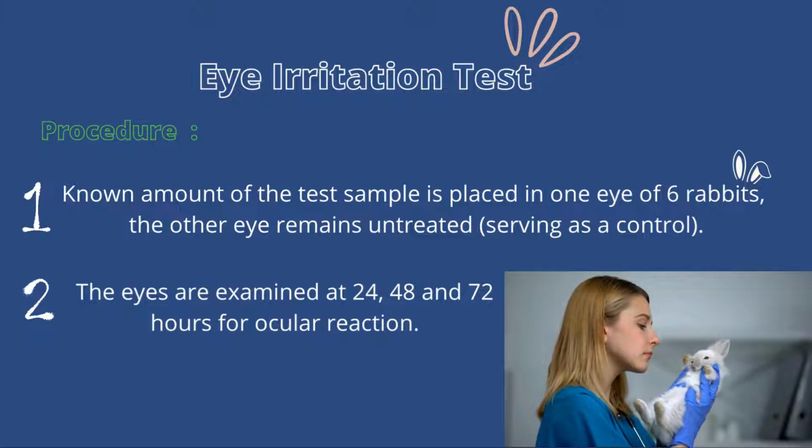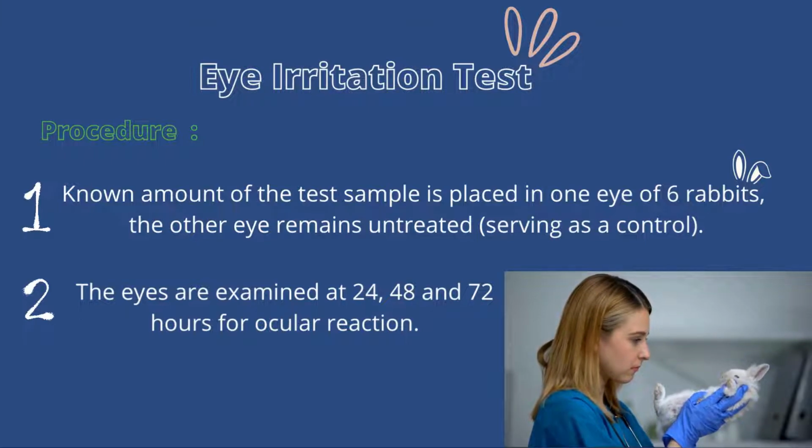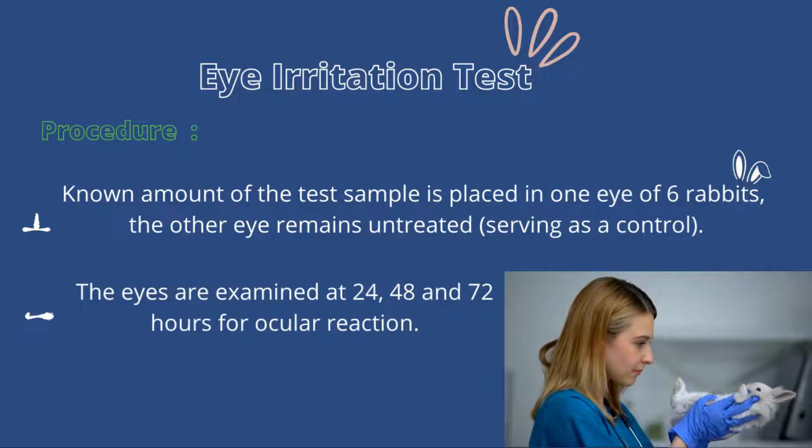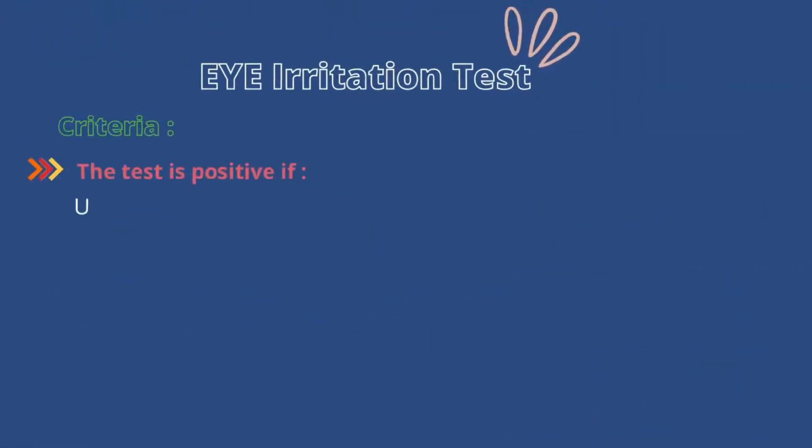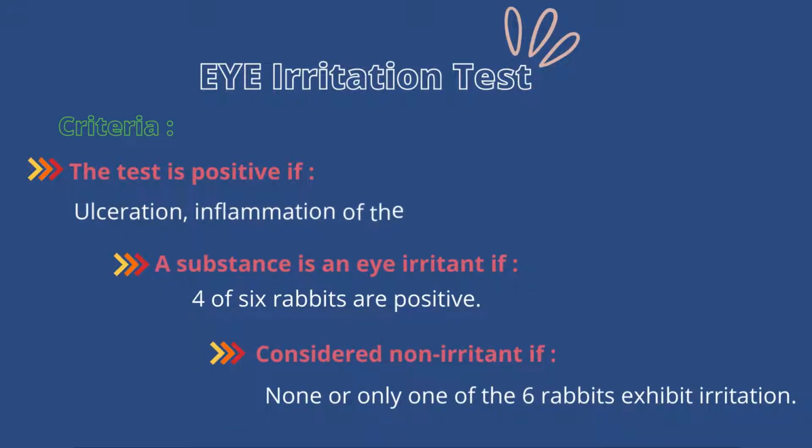The eyes are examined at 24, 48, and 72 hours for ocular reaction. Criteria: the test is positive if there is ulceration, inflammation of the iris, or swelling of the conjunctiva. A substance is an eye irritant if 4 of 6 rabbits are positive, and considered non-irritant if none or only one of the 6 rabbits exhibits irritation.